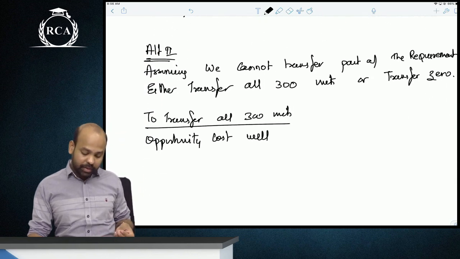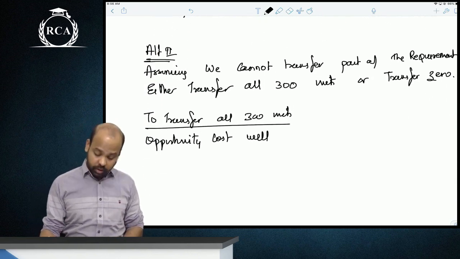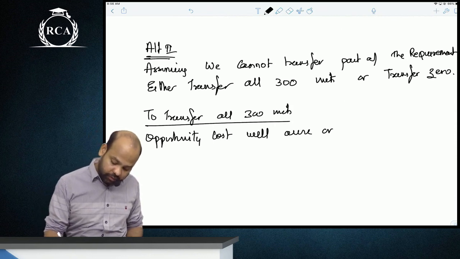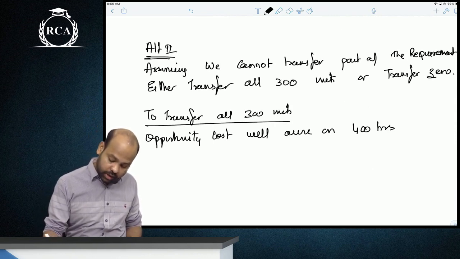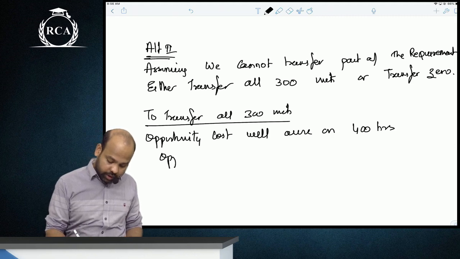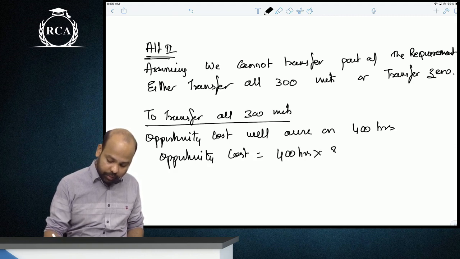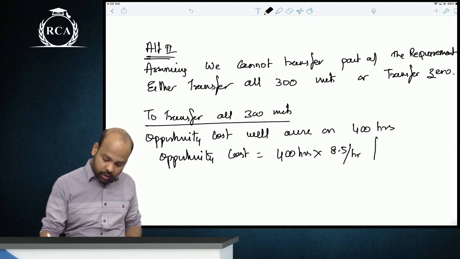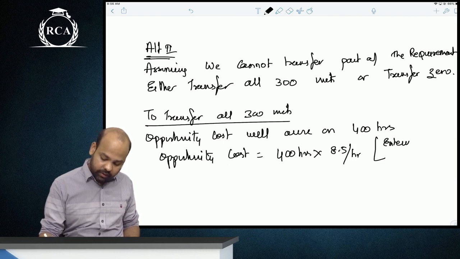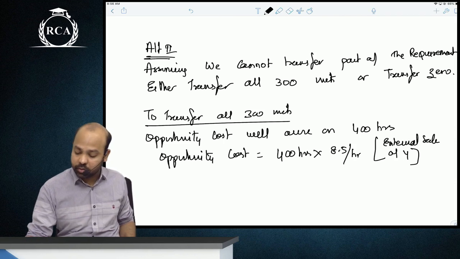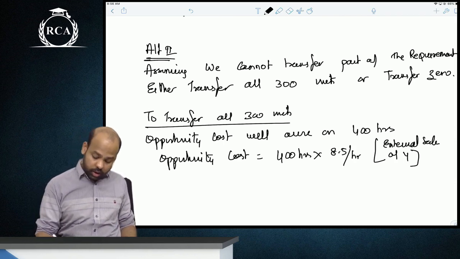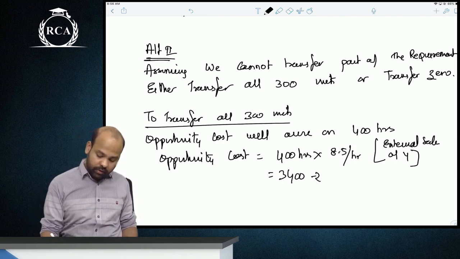So here, guys, I'm presenting an answer on these lines. Opportunity cost will arise on 400 hours. Your opportunity cost will be equal to 400 hours into 8.5 rupees per hour. Look at the external sales of Y, 8.5 rupees per hour. That is the least contributing product. So that is 3,400 rupees.